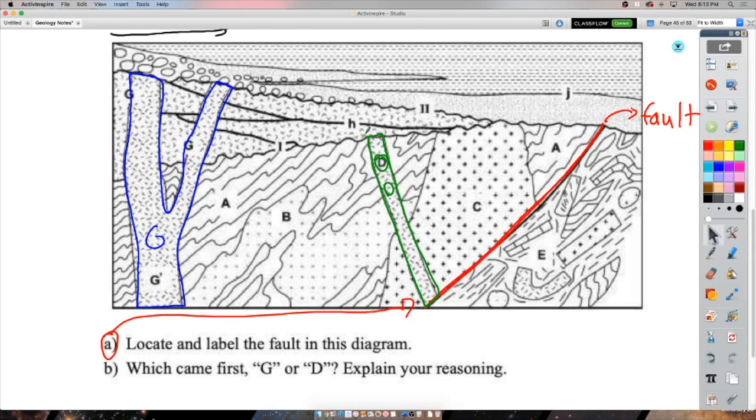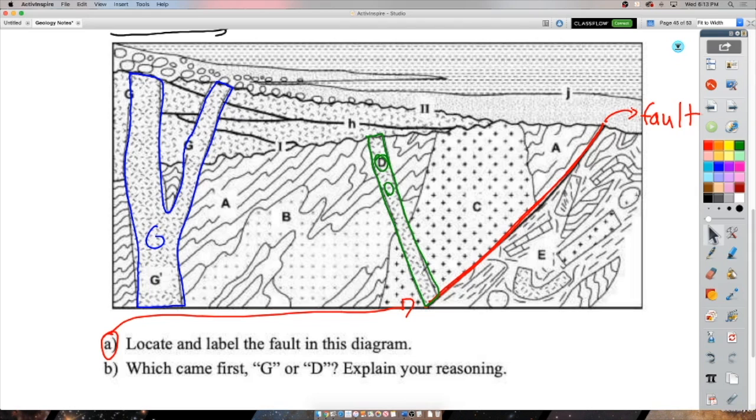Well, remember, intrusions are younger than any layer they cut into. So let's look at what layers G must be younger than, okay? Well, G cuts into this whole H layer right here, right? This whole layer here. D doesn't. So G must be younger than this whole thing, right?